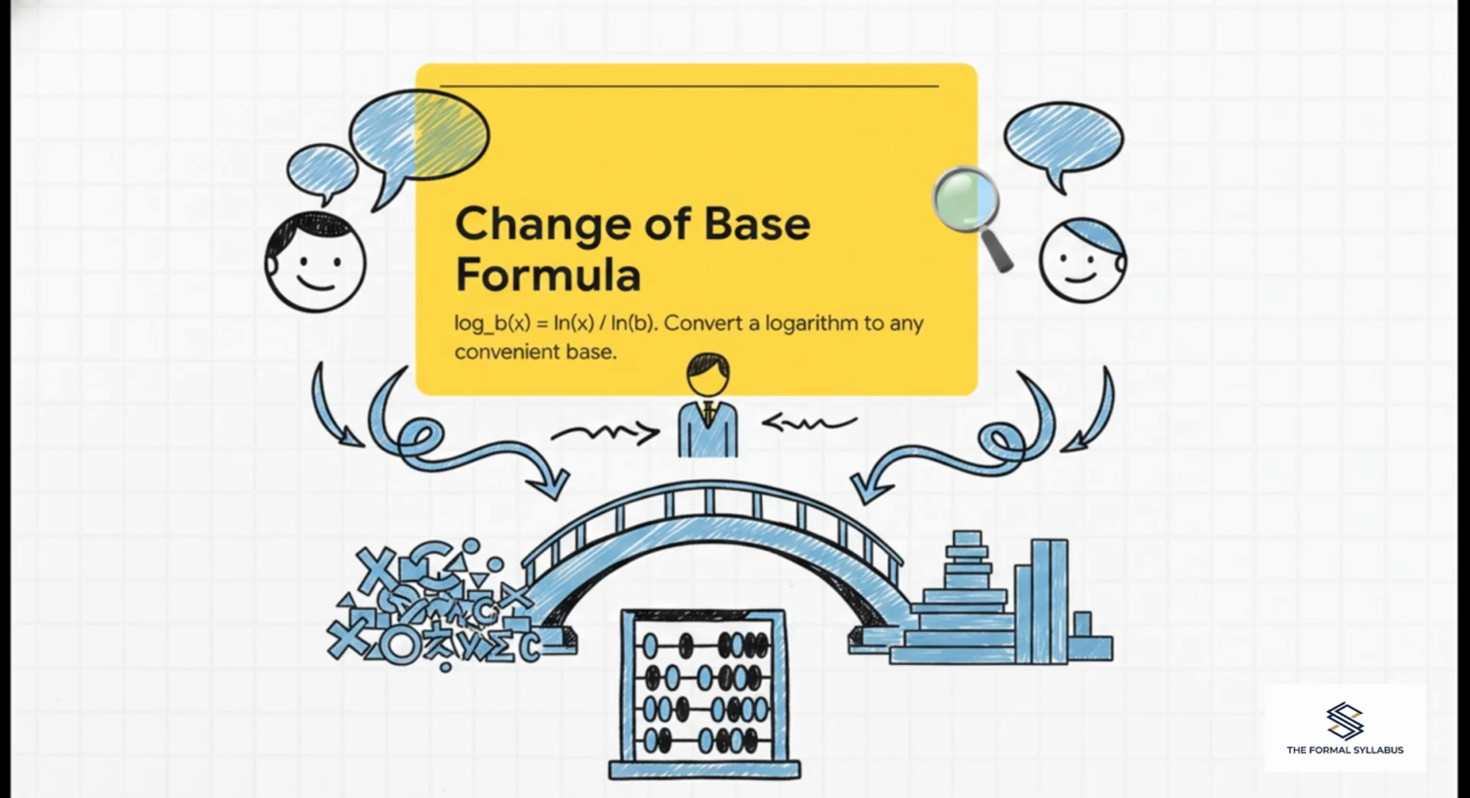It lets you take a logarithm with any weird, awkward base b and convert it into any other base you want, usually the natural logarithm or base 10. The rule is brilliantly simple. You just divide the logarithm of the number by the logarithm of your old base.